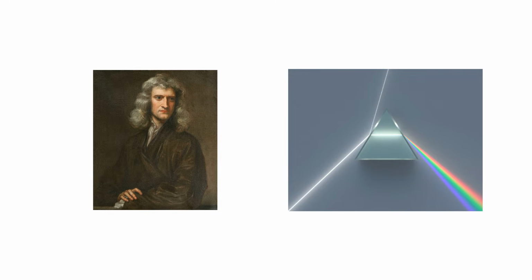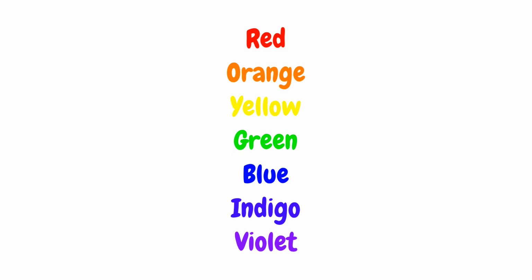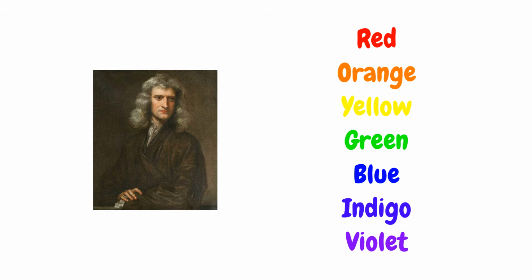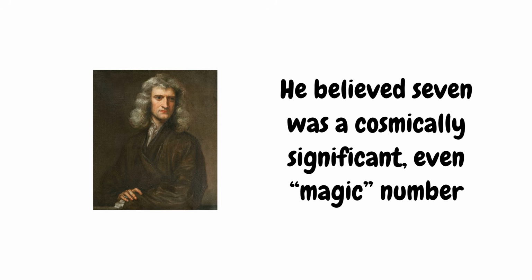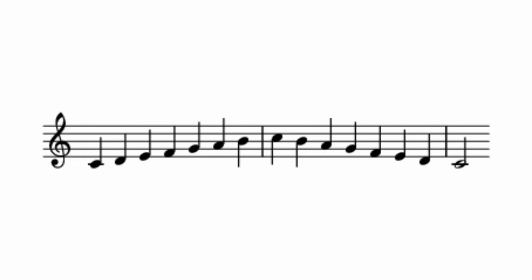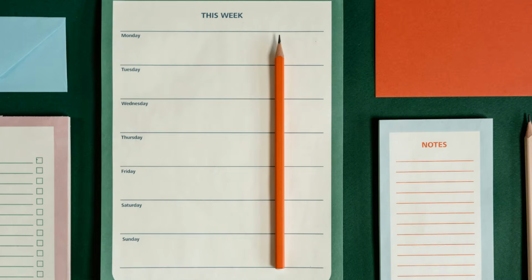Back in the mid-17th century, when Sir Isaac Newton was proving that white light comprised a full spectrum of colors using prisms, Newton divided the colors of the prisms into the 7 colors of the rainbow that we know today. Newton added indigo as a color to the rainbow because he wanted the rainbow to have exactly 7 colors. Why he wanted the rainbow to have exactly 7 colors was because he believed 7 was a cosmically significant or even a magical number, such as how a musical scale has exactly 7 notes or how a week has exactly 7 days.